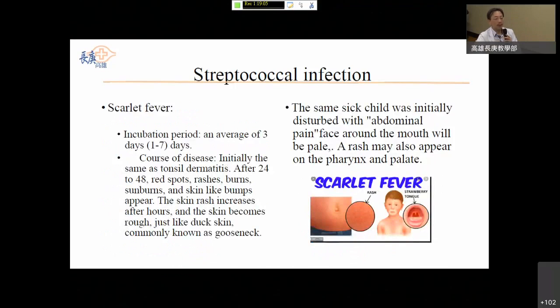Okay, let's move to the bacterial infection. For bacterial infection in childhood disease, the number one bacteria is Streptococcus. What do we mean by Streptococcus?